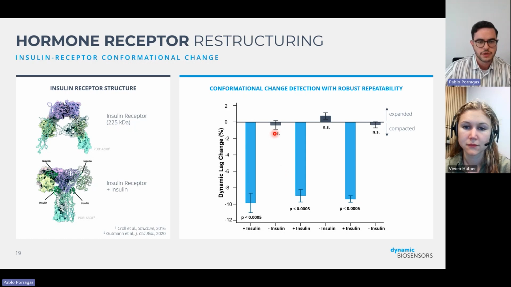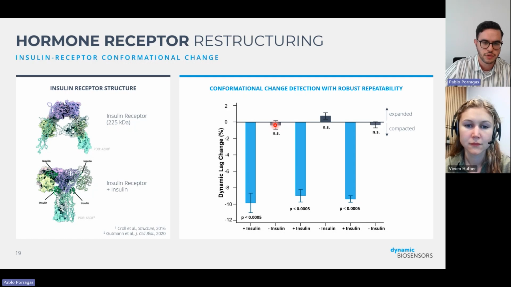Another very important part of these experiments is that we inject into the system an absence of the analyte that induces the conformational change. So we have a few runs where we inject only buffer. And as you see, in this case, we have no dynamic lag change, so corresponding to no conformational change in the protein, which is our integrated negative control in the experiment to make sure that the conformational changes that we're measuring, for example, in the presence of insulin, are true conformational changes and not an artifact of the measurement.